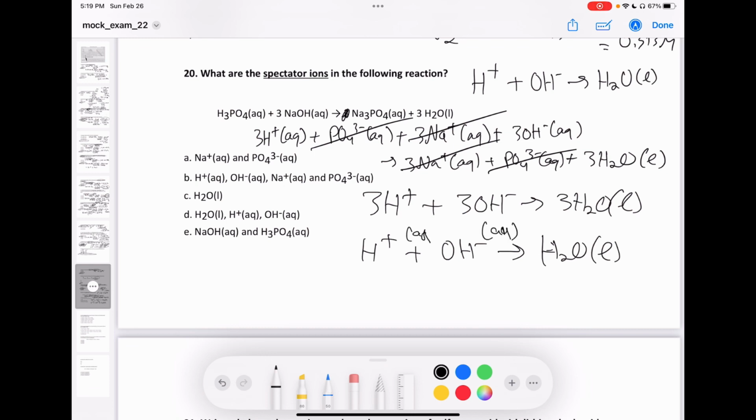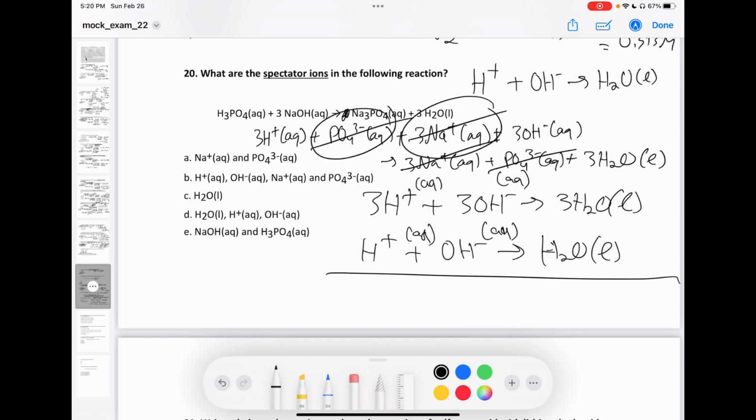Look at me forgetting to put on my physical states. Okay. So if that's the overall reaction, we look at the things that canceled out to find the spectator ions, and that's just going to be this phosphate and this sodium. So then that is answer choice A.